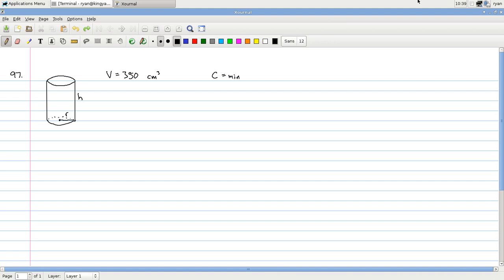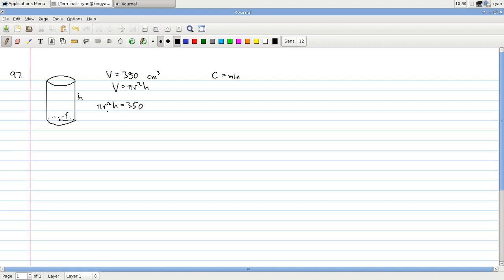Problem 97. Find the dimensions of the can whose volume is 350 cubic centimeters and whose cost is minimum. First, let's analyze the constraint equation. That is the function whose value is fixed. The volume of a cylinder is given by pi r squared h, and the volume is equal to 350, so this gives us our constraint equation, pi r squared h equals 350.